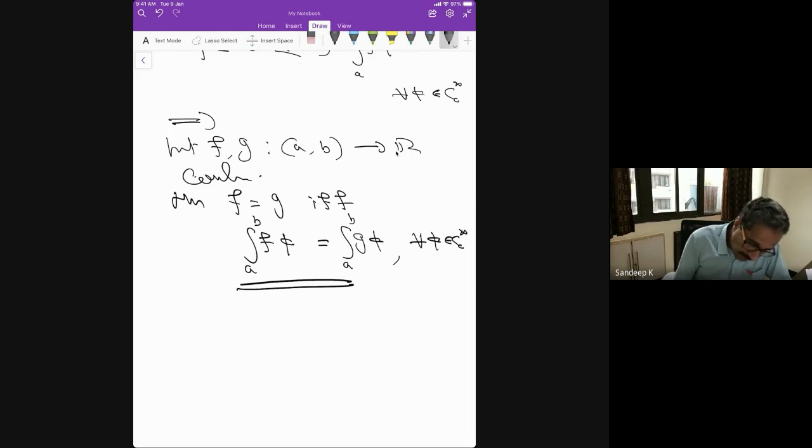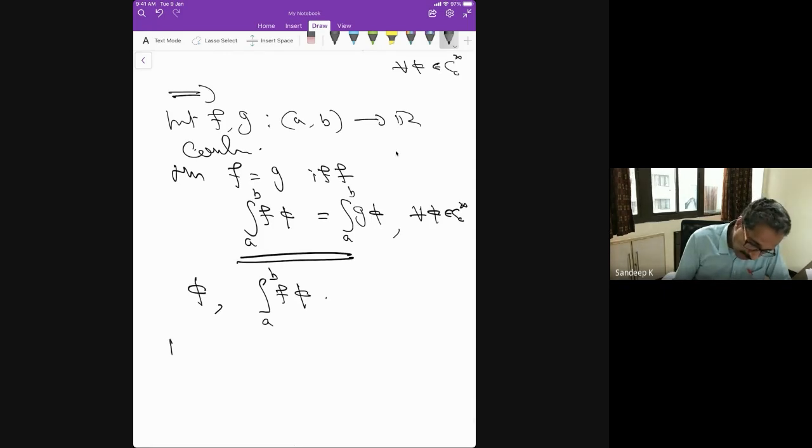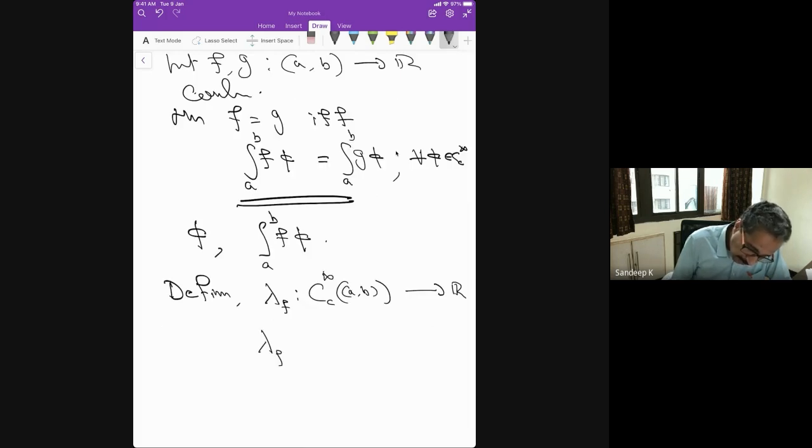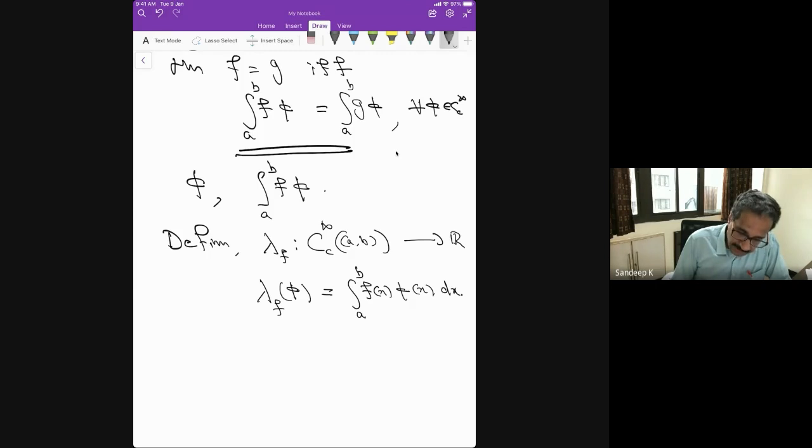So for phi, we are defining the integral from a to b of f into phi. I will give a name for this. I will define something called lambda f from C_c infinity of (a, b) to R by lambda f of phi equal to the integral from a to b of f(x) into phi(x) dx. That means given a function f, I define a function lambda f from C_c infinity of (a, b) to R.